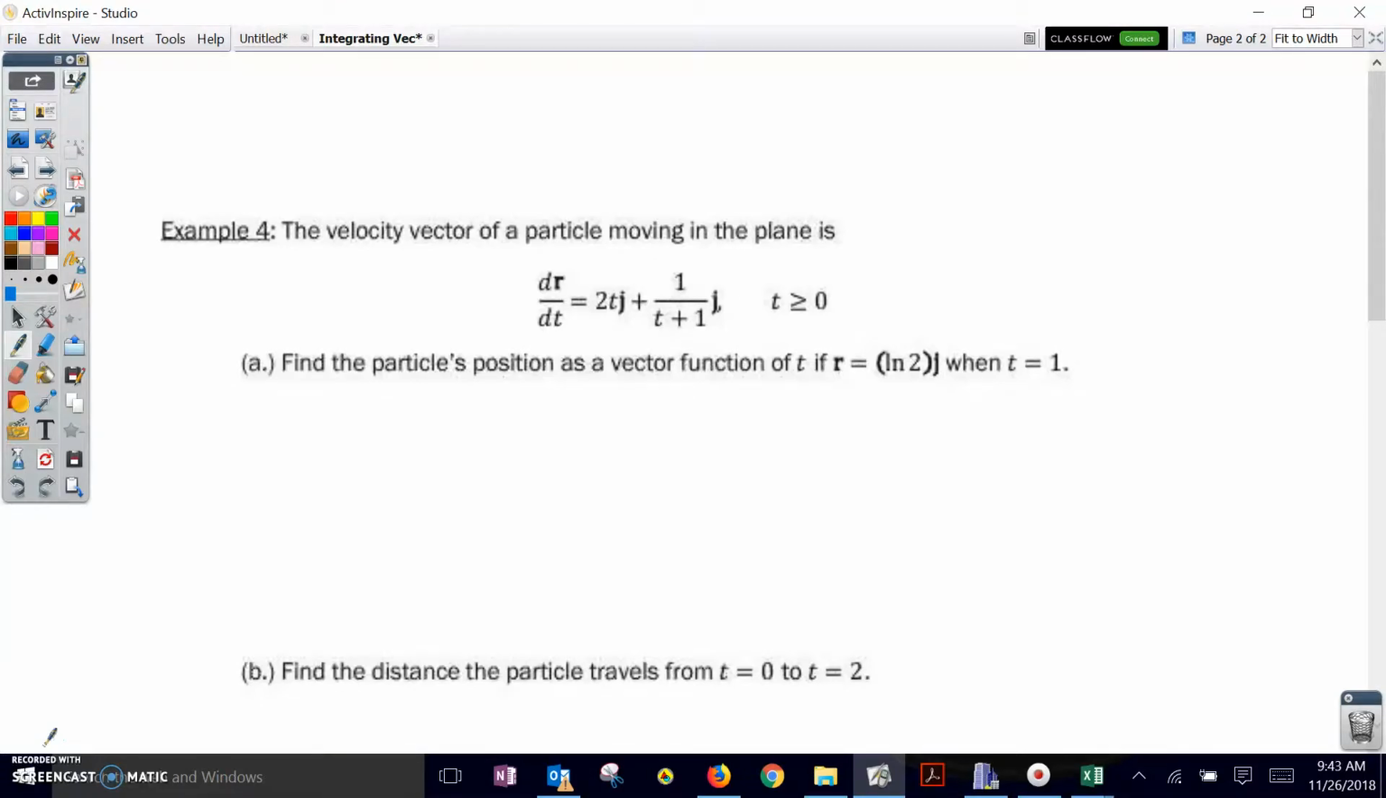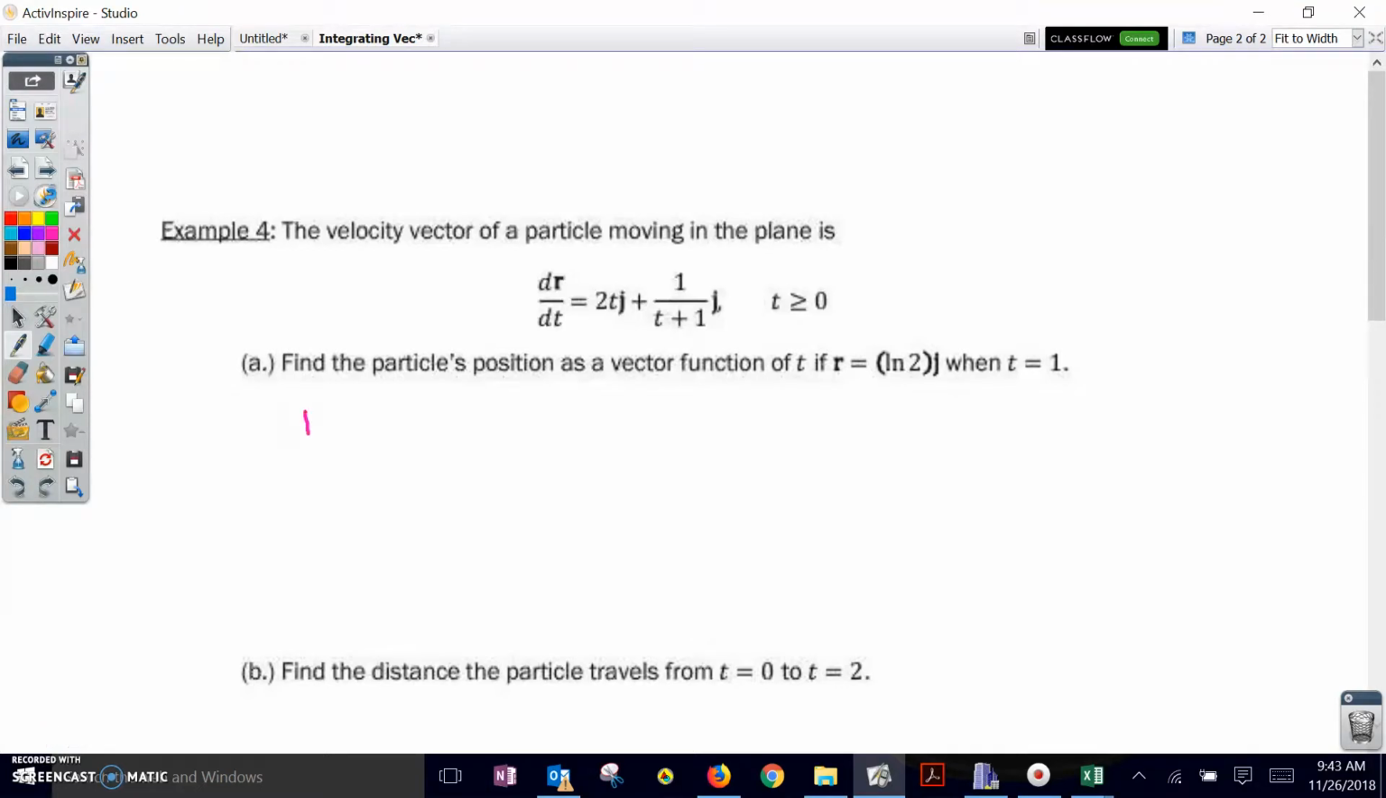Alright everybody, welcome back. In this video we're going to look at the last two examples from the Integrating Vector-Valued Functions lesson. We'll start here with example 4. We're given the velocity vector of a particle moving in a plane. The first thing we're supposed to do is find the particle's position as a vector function of time, and we're given an initial condition, so this is an initial value problem.